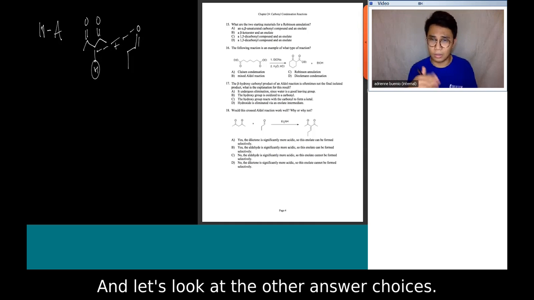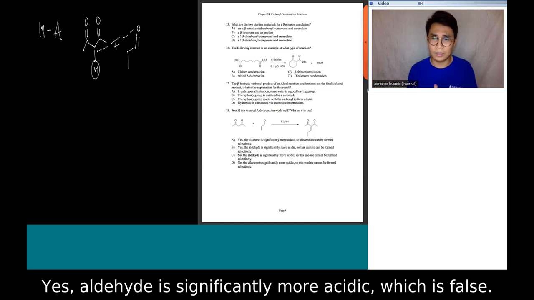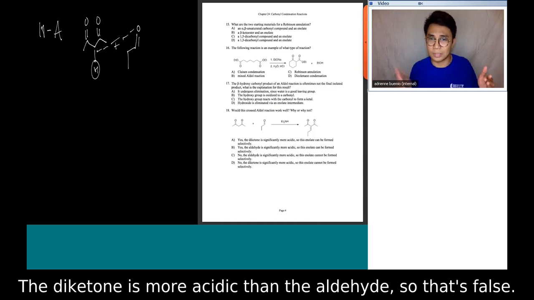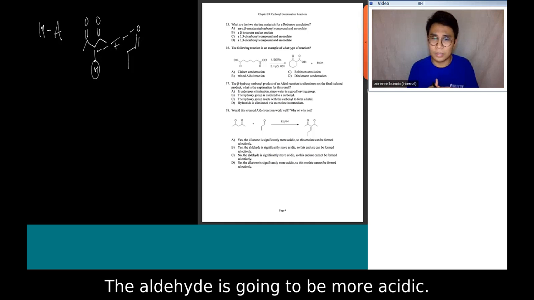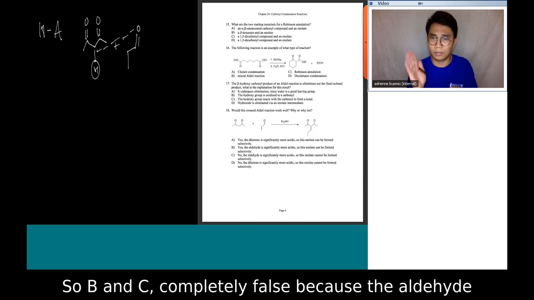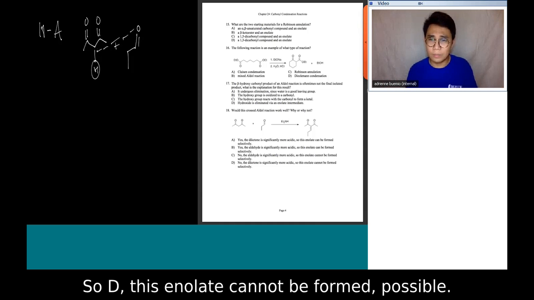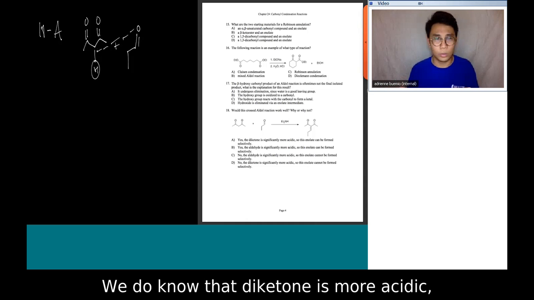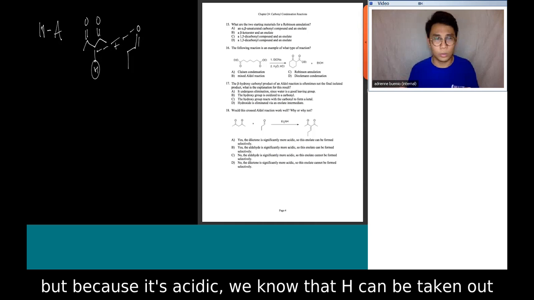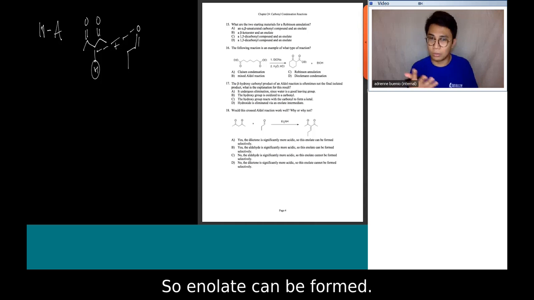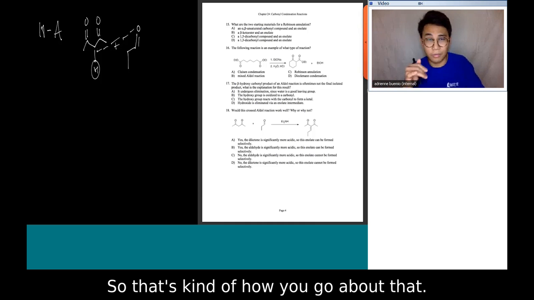And let's look at the other answer choices. Yes, the aldehyde is significantly more acidic, which is false. The diketone is more acidic than the aldehyde, so that's false. Again, false again. So B and C are completely false because the aldehyde is not more acidic. So D, this enolate cannot be formed selectively. We do know the diketone is more acidic, but because it's acidic, we know that H can be taken out to form an enolate. So the enolate can be formed, right? So that's kind of how you go about that.